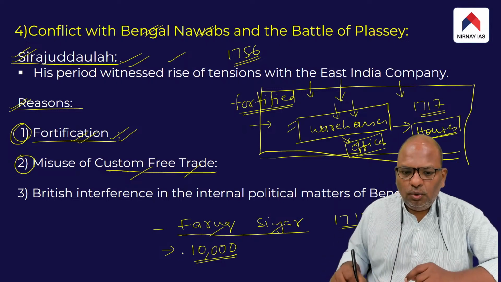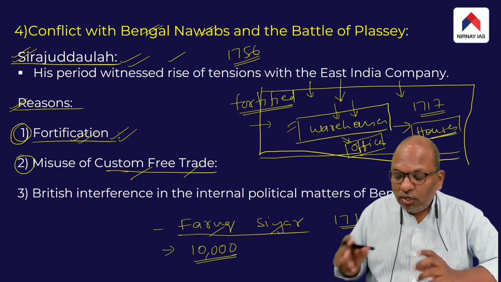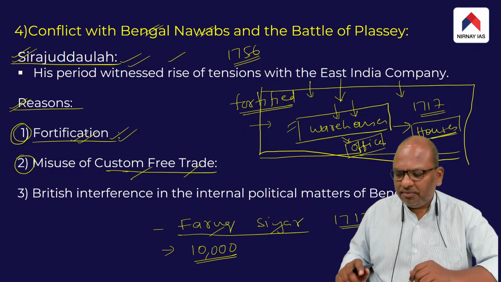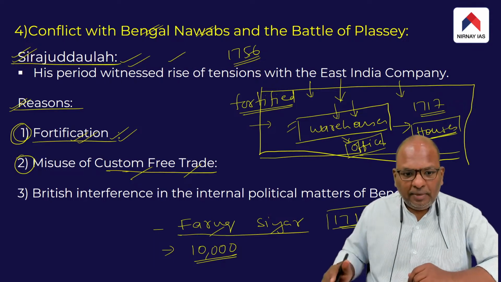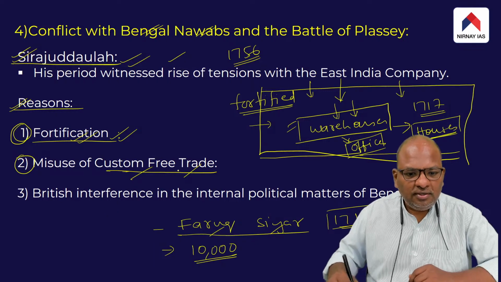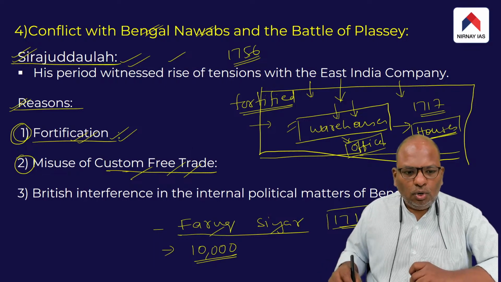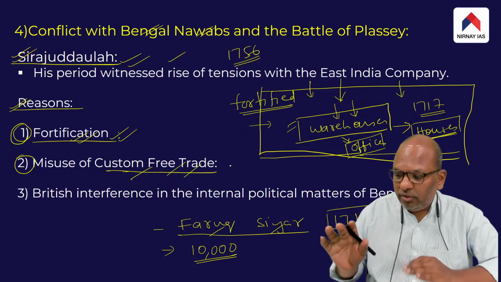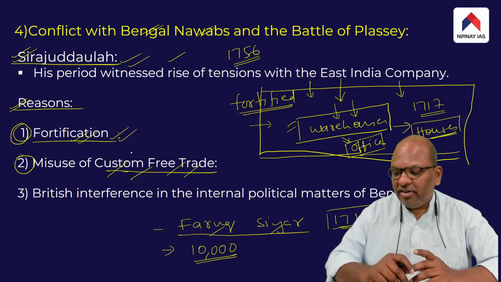The British were allowed to carry out custom-free trade in all parts of India, including in Bengal, by paying 10,000 rupees annually to the Mughals. And this order they received in 1717 itself. But the point is, the British started misusing this custom-free trade. Custom-free trade was legally available to the British, but they started misusing it.